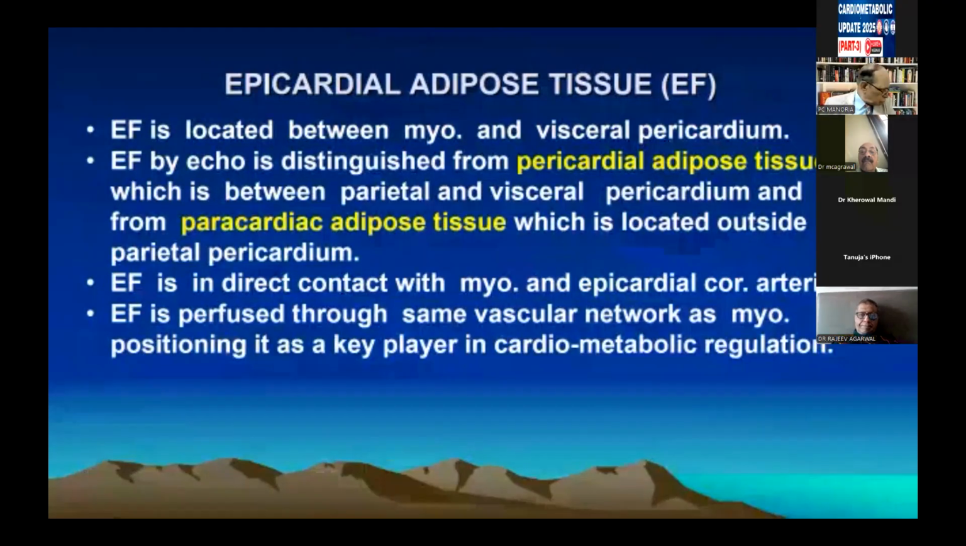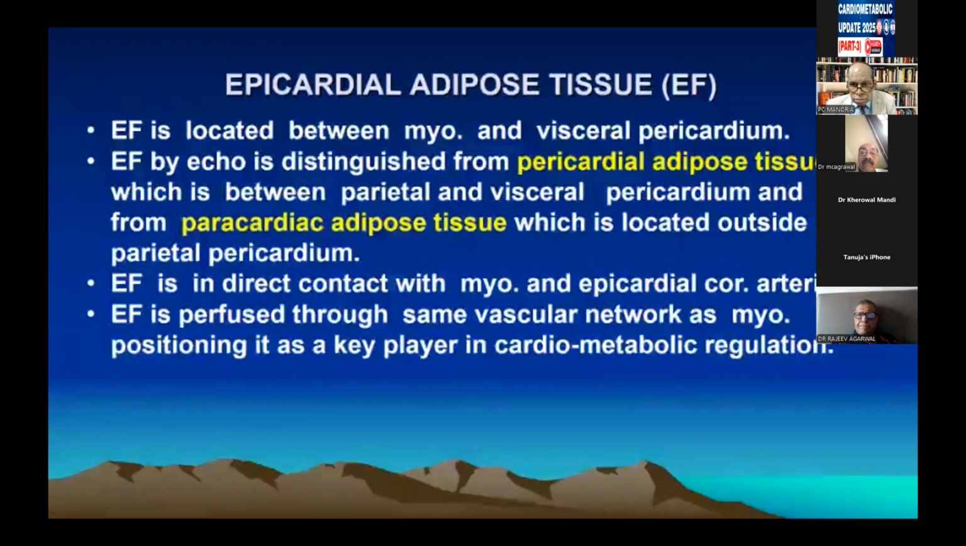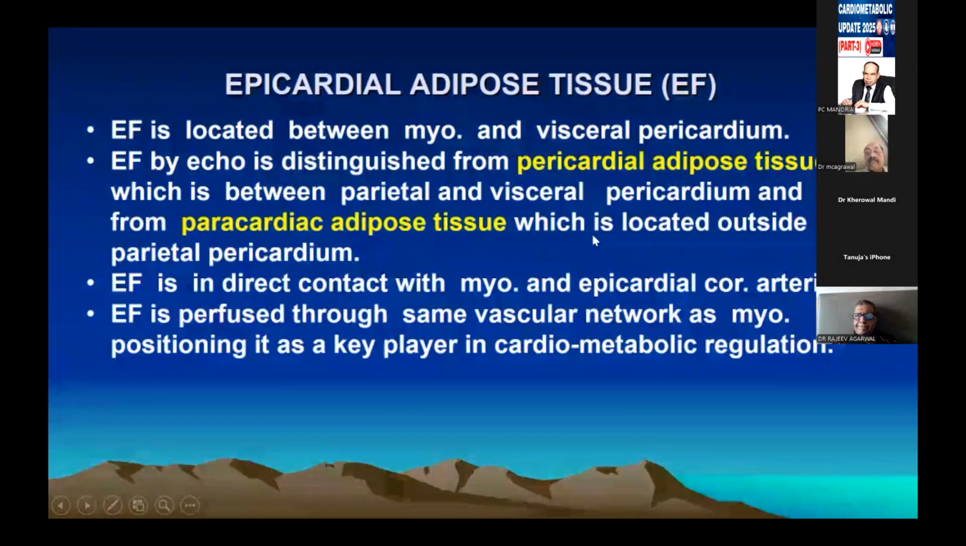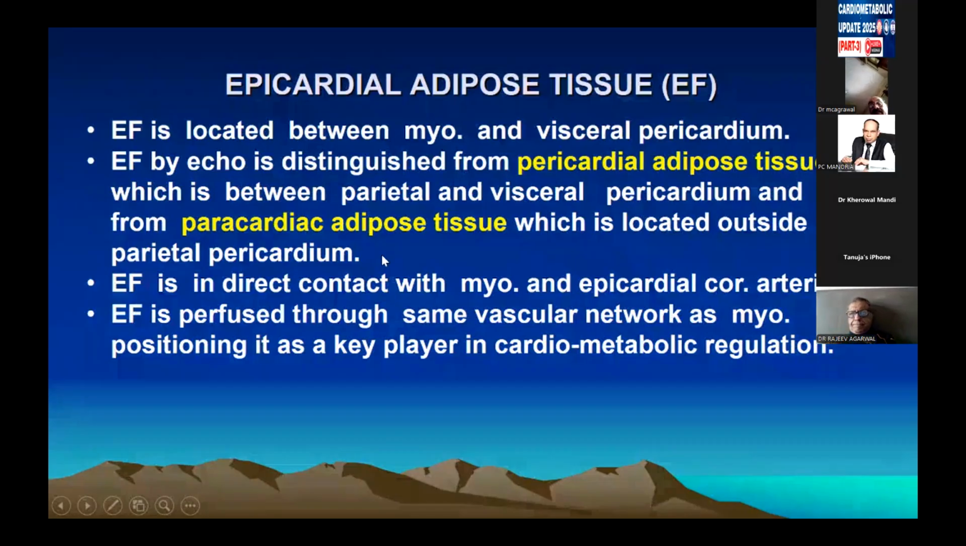Well, when it comes to epicardial adipose tissue and its relationship to cardiometabolic risk, first of all, what is epicardial fat? It is located between the myocardium and visceral pericardium. Epicardial fat by echo is distinguished from pericardial adipose tissue, which is really between the parietal and visceral pericardium. And also it is distinguished from paracardiac adipose tissue, which is located outside the parietal pericardium.